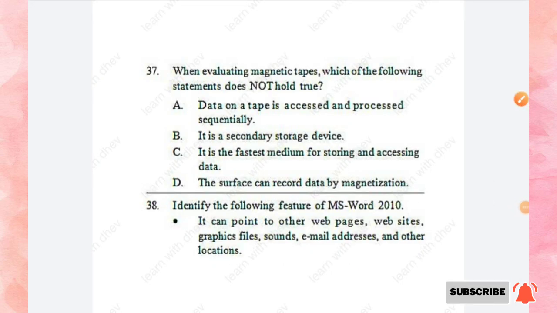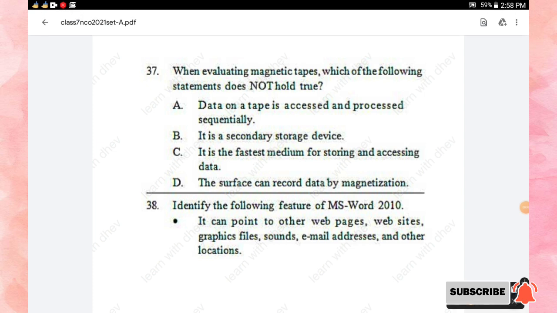Question number 37. When evaluating magnetic tapes, which of the following statements does not hold true? Options are, data on a tape is accessed and processed sequentially. It is a secondary storage device. It is the fastest medium for storing and accessing data. It can record data by magnetization.